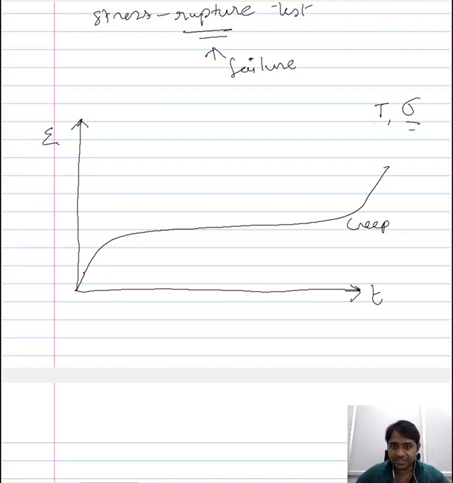Now in the case of the stress rupture test, the stress is significantly increased, but it is still a constant stress, so you would have your instantaneous creep, which is followed by the transient creep.